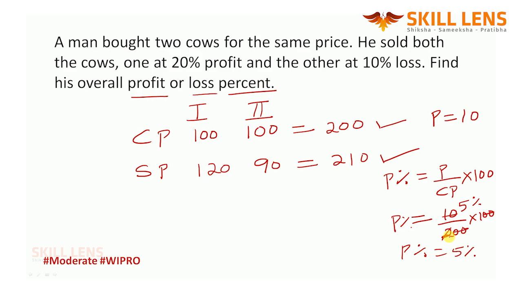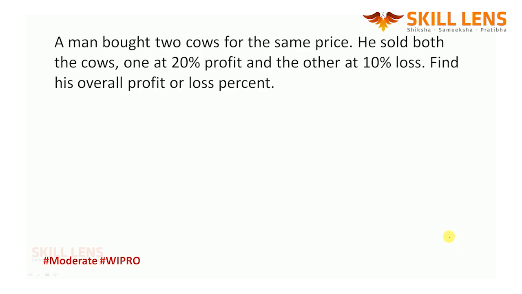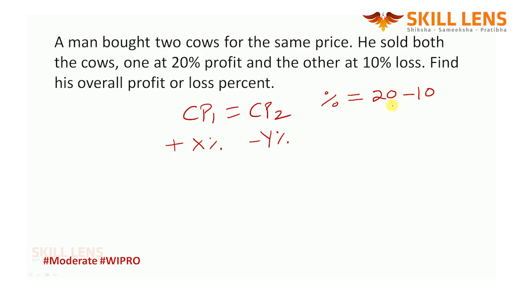Then what is the shortcut for this question? Guys, always remember, please understand this shortcut. Whenever the cost price of 2 articles is the same, and one article is sold at X% profit and another article is sold at Y% loss, because both are different now, profit means plus sign, loss means minus sign. The overall profit or loss percentage is (X minus Y) divided by 2. So 20 minus 10 divided by 2 is 10 by 2, which gives you 5%.